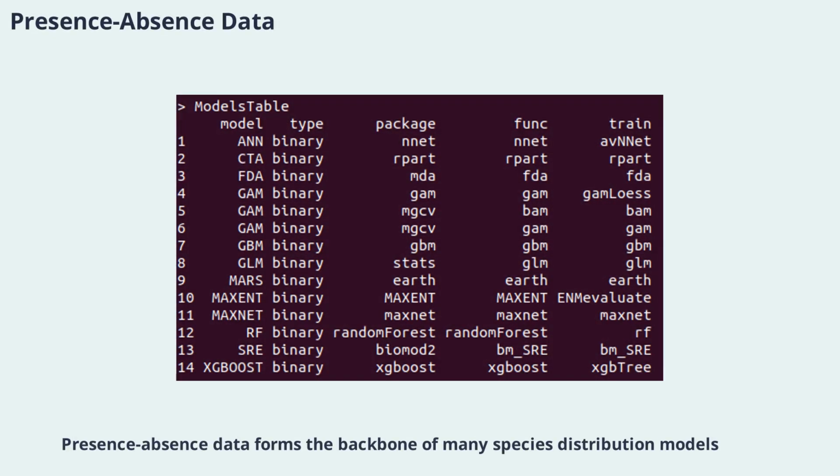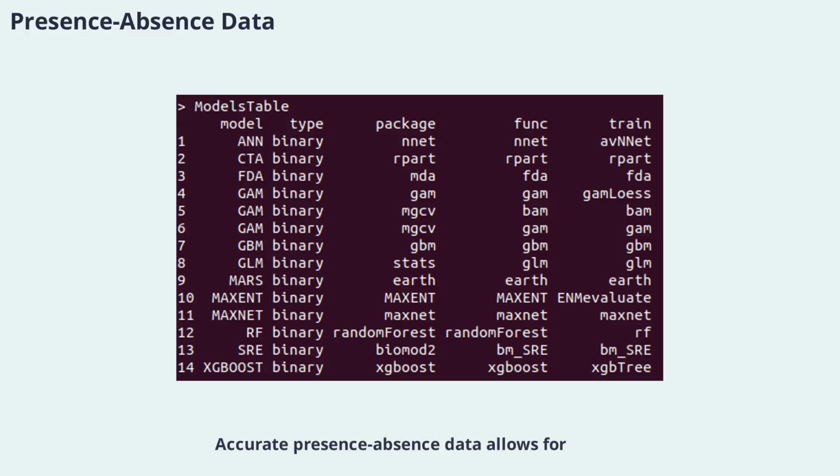Presence-absence data forms the backbone of many species distribution models. These datasets record where a species has been observed, presence, and where it has not, absence. Accurate presence-absence data allows for robust statistical analysis and model calibration. However, collecting true absences can be challenging, leading to the use of pseudo-absences. Ensuring that presence and absence records are representative and unbiased is essential for reliable modeling. This careful attention to data quality underpins all subsequent modeling steps.